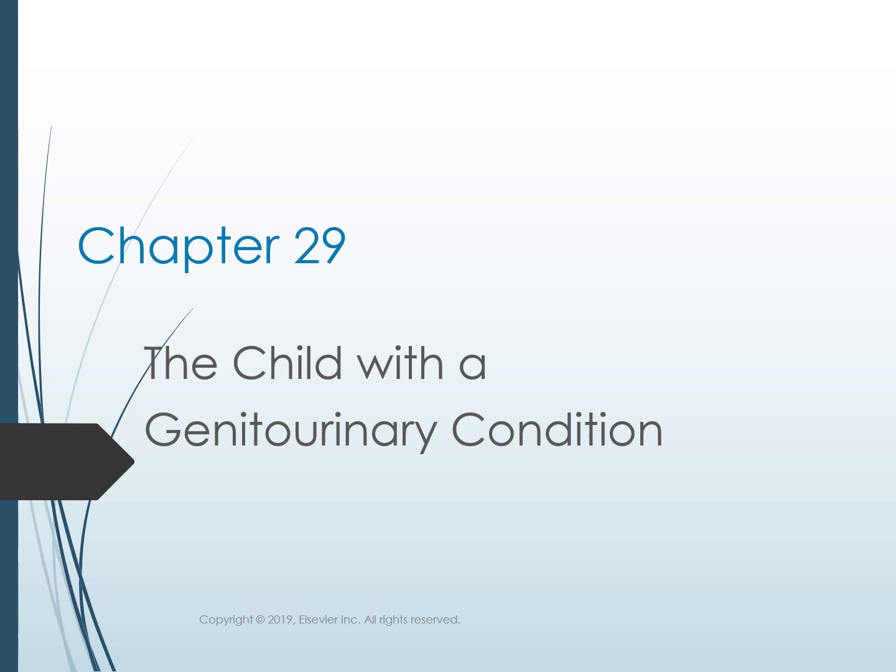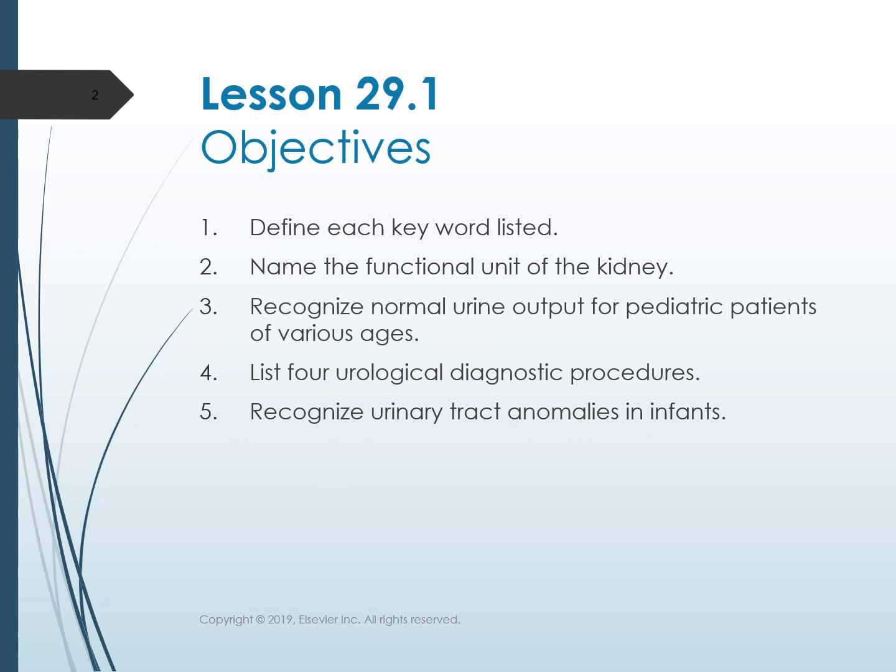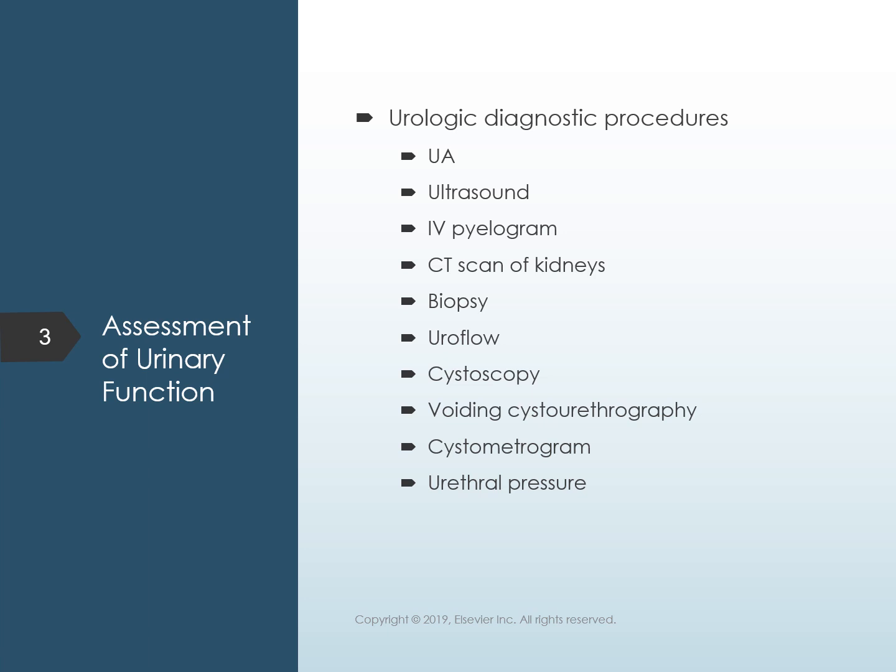This recorded lecture will be going over Chapter 29, The Child with a GU Condition. Figure 29.1 on page 687 depicts the structures of the urinary tract and illustrates how they differ in the developing child and in the adult.